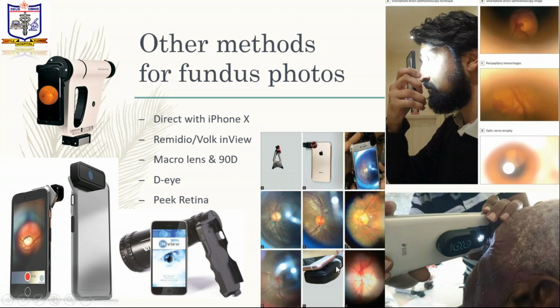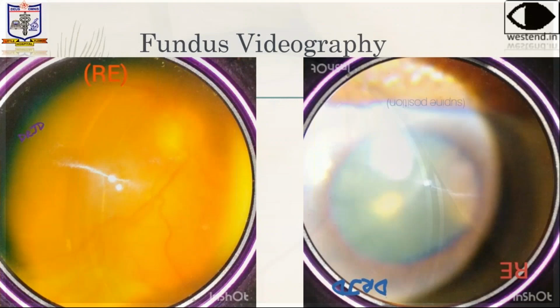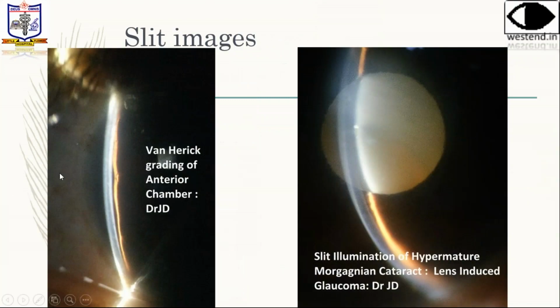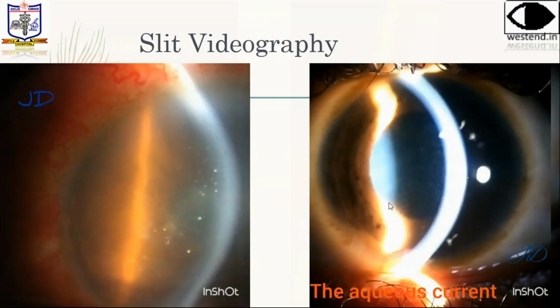This is with a direct ophthalmoscope, through the viewing part of the direct ophthalmoscope. And the easiest is obviously to use the previous method, that is the 20 diopter lens on a PVC pipe or a plastic bottle. That is also very easy. This is a Van Herick grading. This is the hypermature cataract. This is pseudo exfoliation. This is the TMT. I'll show you two more videos.